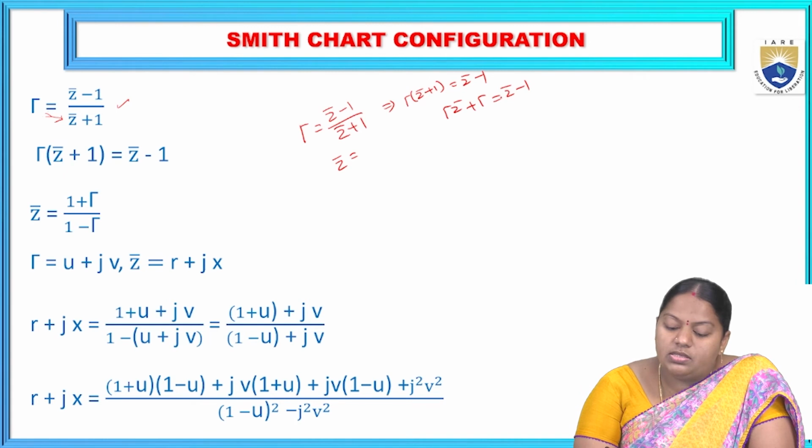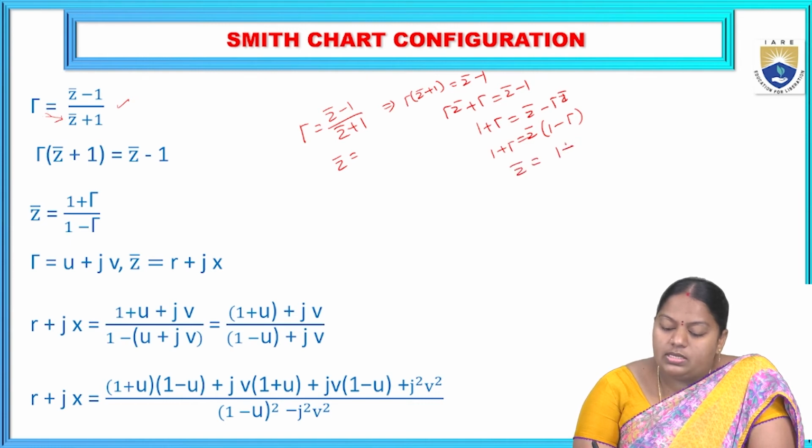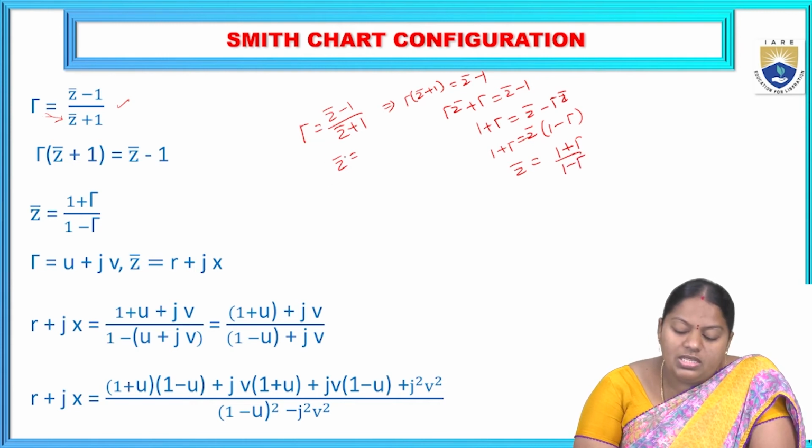Now if you take z bar to one side and 1 to the other, 1 plus gamma equal to z bar minus gamma into z bar. Now if you take z bar as common, 1 minus gamma, and here 1 plus gamma. Now from this, z bar is equal to 1 plus gamma by 1 minus gamma. Okay. So normalized impedance z bar can be expressed in terms of reflection coefficient as 1 plus gamma by 1 minus gamma.